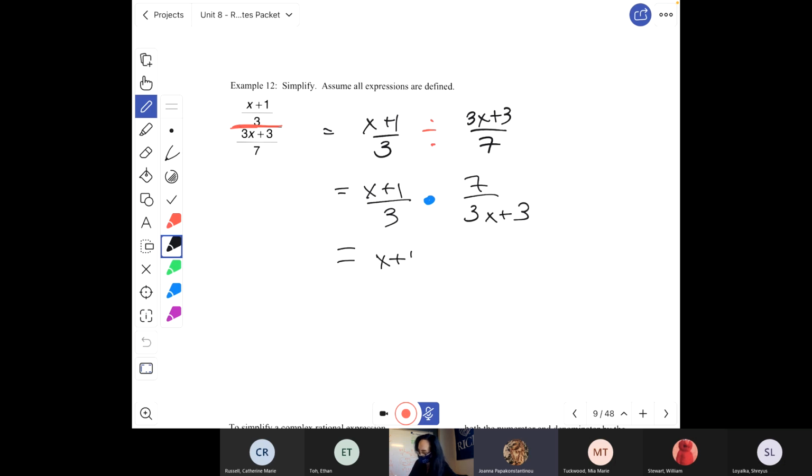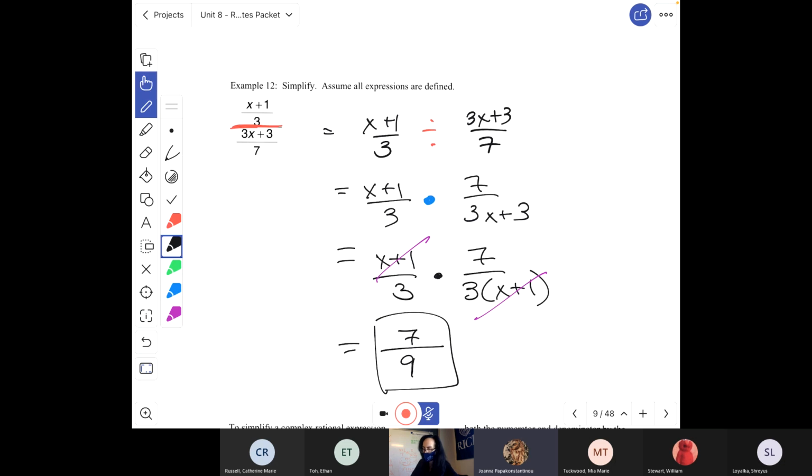What do I do next? Factor out a 3 from the denominator. Yes. Josh, then you can simplify by just crossing off x plus 1 in the denominator and numerator, and then rewrite the fraction as 7 over 9. I love it. These are fun.